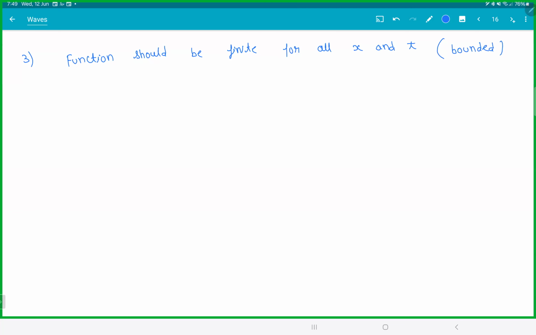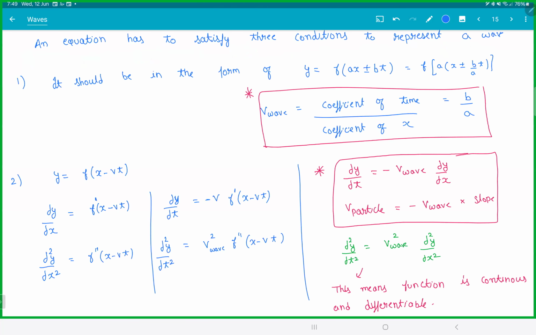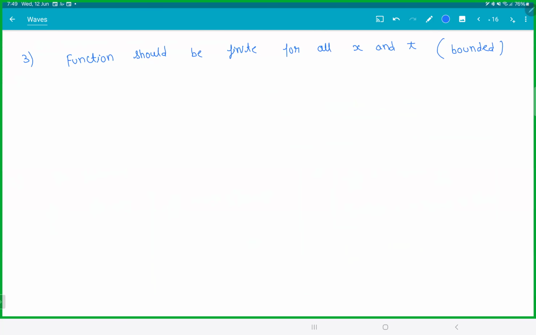Why? If the function goes to infinity, the amplitude goes to infinity, which means energy is infinity. Not possible. You can't have an infinite energy system in real life. So these are bounded functions. Anything that satisfies these three conditions is a wave.